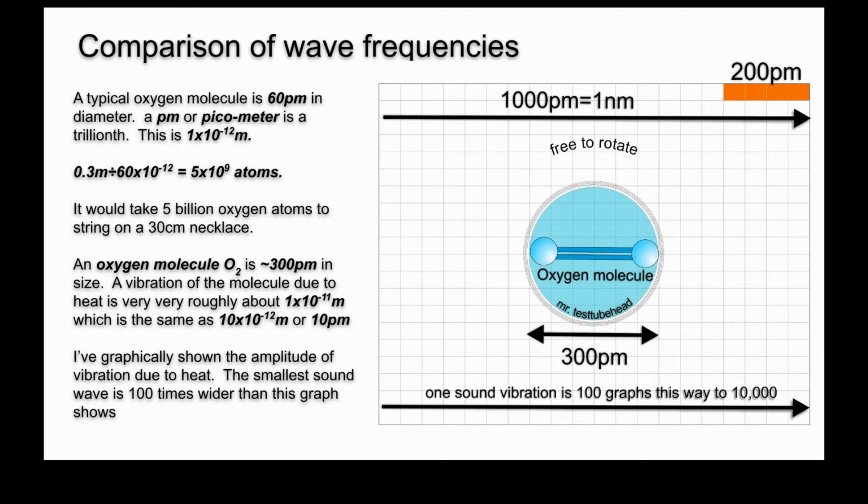So on this scale, the vibrations of the molecule due to heat are those 3 little circles put around the oxygen molecule zone. So the heat vibrations are very, very tiny. The smallest sound vibration is 100 times bigger than this graph. The graph, not the drawing. It's 100 times bigger than the graph. So oxygen's heat vibrations are microscopic and fast, where the sound vibrations are fairly large little beasties.